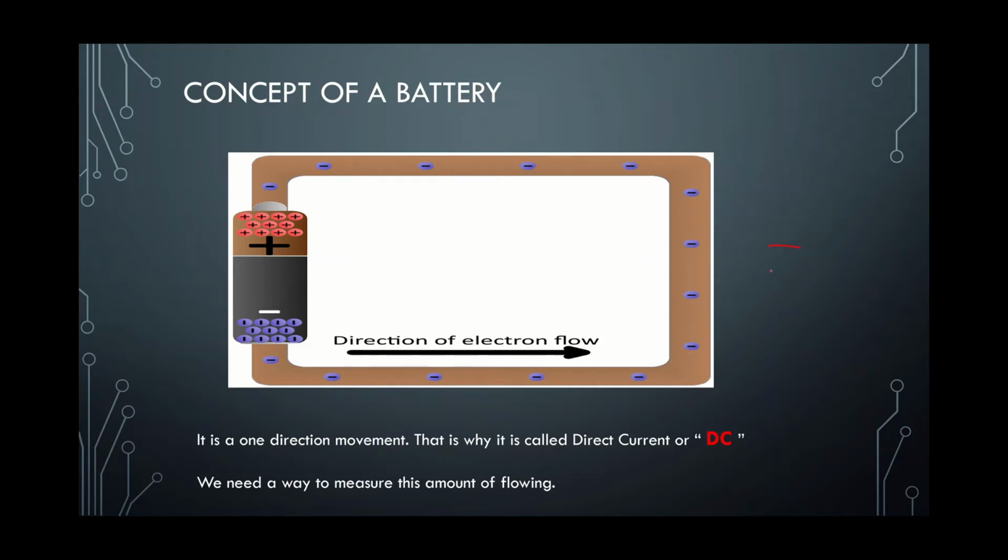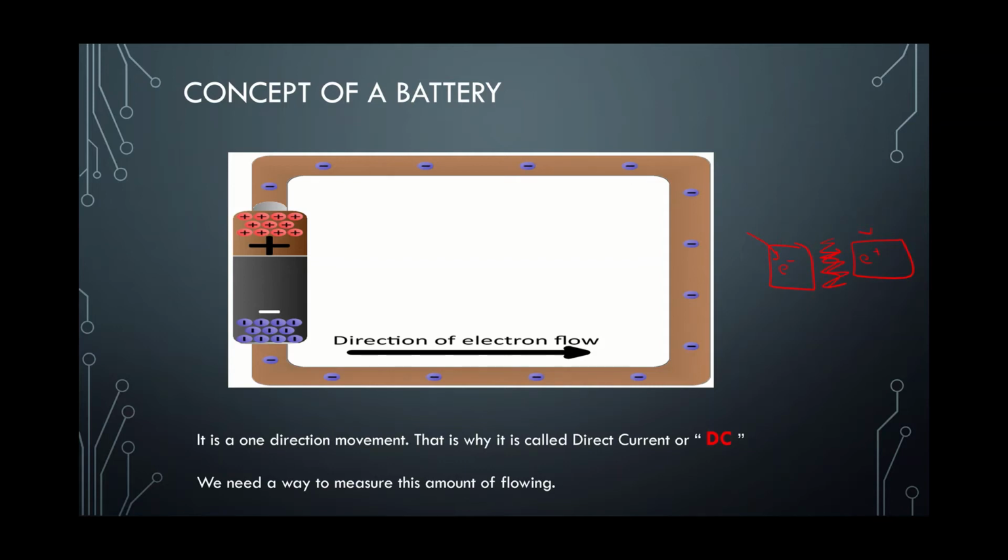It's like two containers, and a separator between them. We will fill this container with negatively charged elements and this one with positively charged elements. Now the movement will be, let's take the real direction, from here to here.